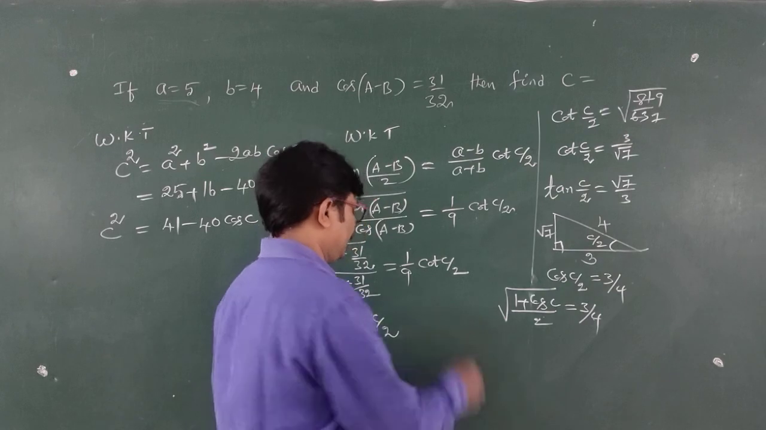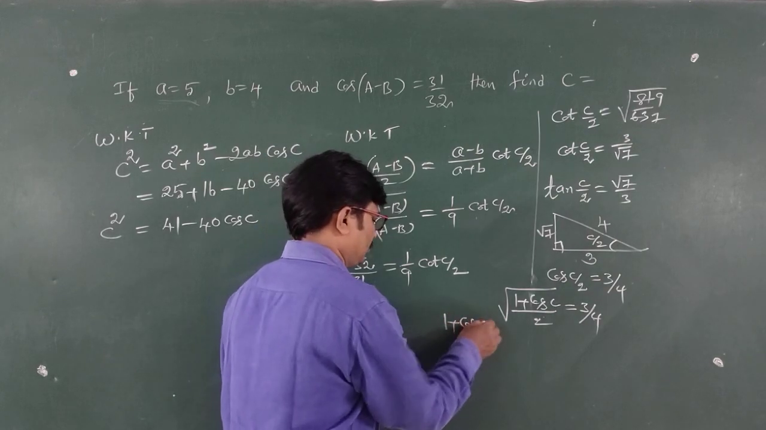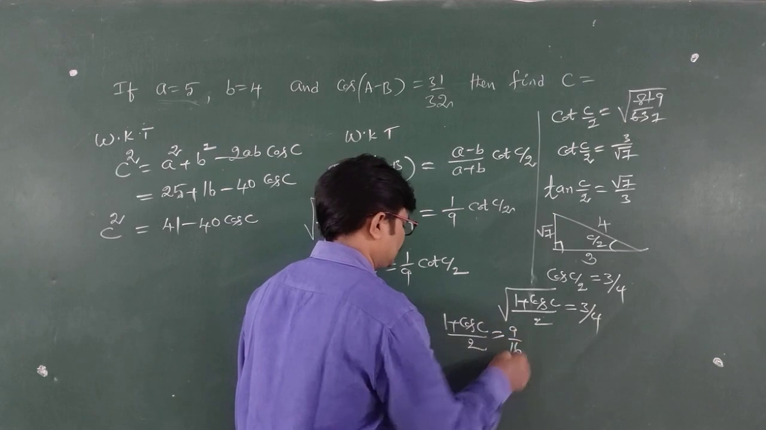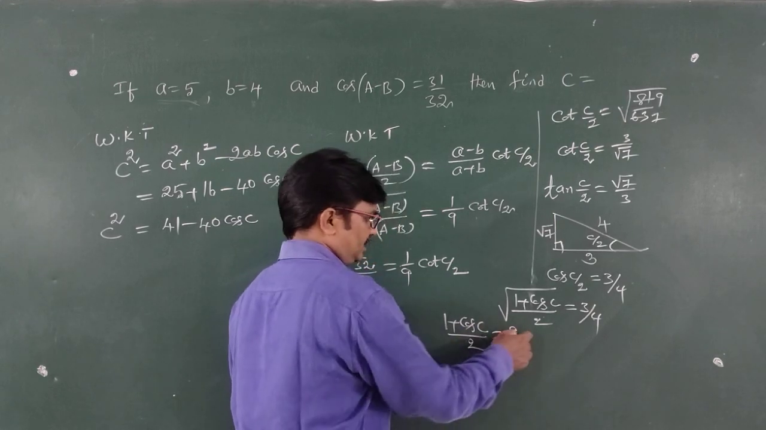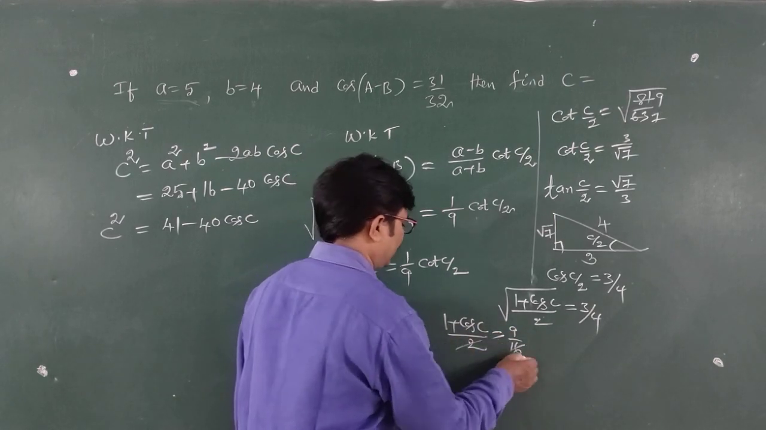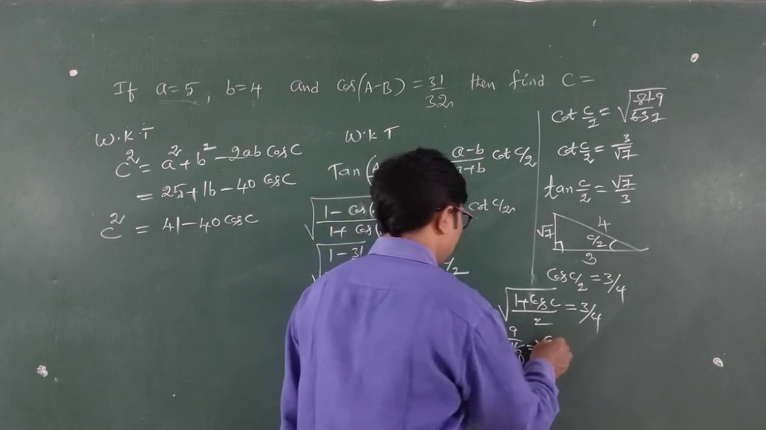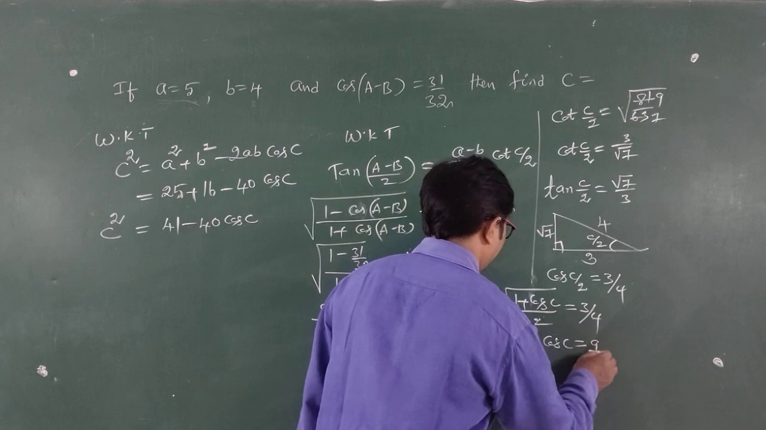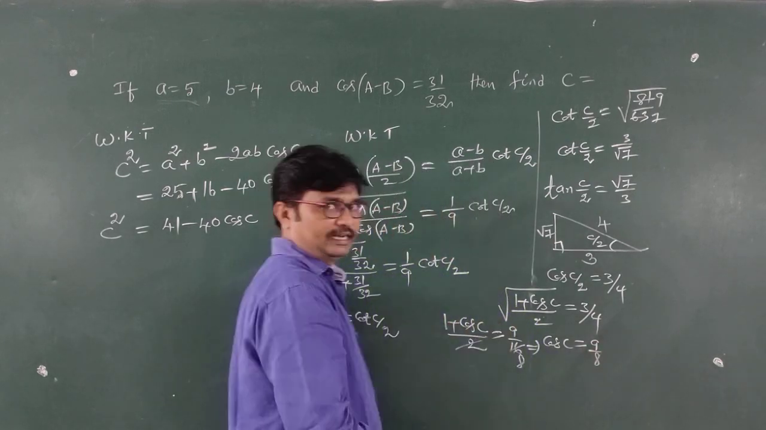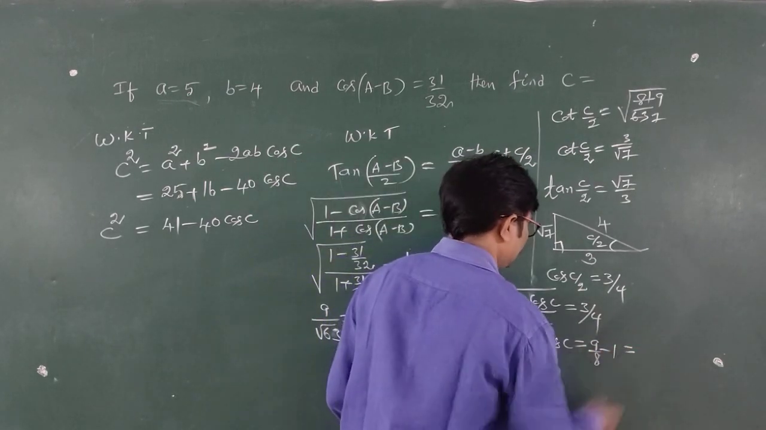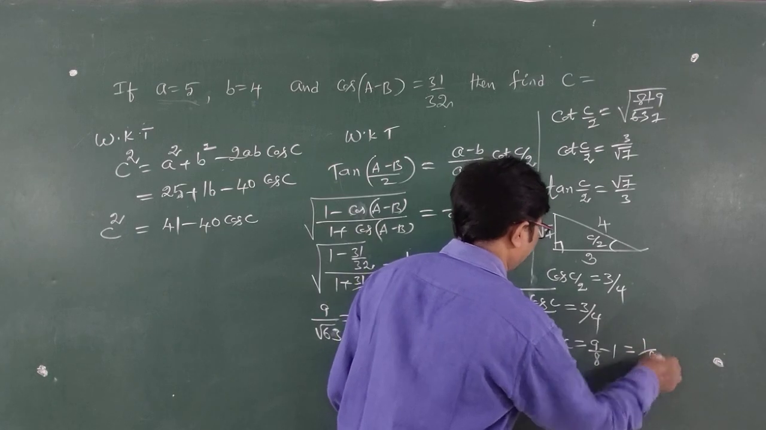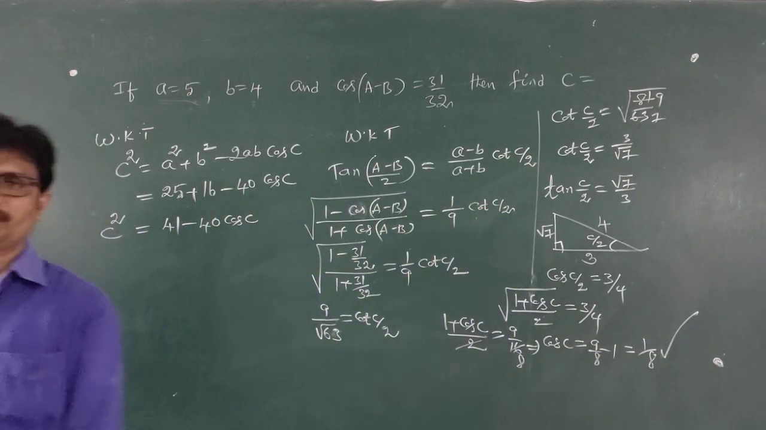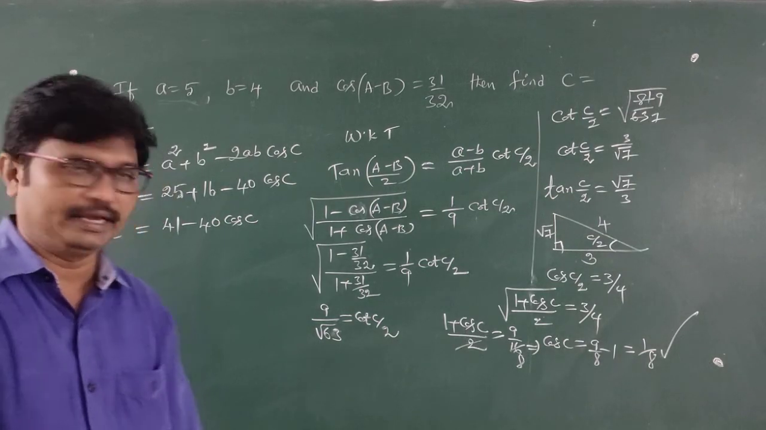So students, squaring on both sides, (1 + cos C)/2 equals 9 by 16. This is, students, 2 ones are 2, 8 twos are 16, that implies 1 + cos C equals 9 by 8. The plus 1 sending to the other side becomes minus 1. This is, students, 1 by 8 is the value of cos C. The value of cos C is, students, 1 by 8.